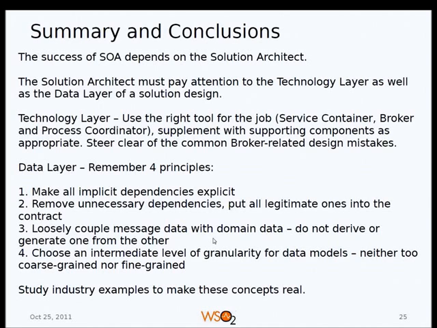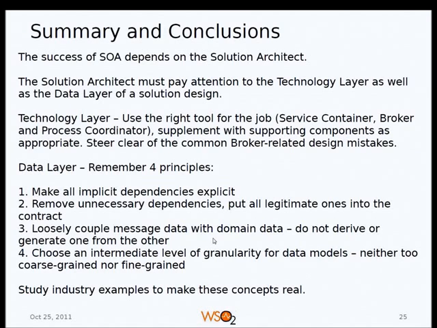Deploy services in service container. Other than deploying web services to an app server, what are the other real-life implementations? Well, rules engines are a specialized kind of service container. Then WSO2 has an interesting product called a mashup server, which you should look at. The mashup server can be used as a service container, it can be used as a broker, it can be used as a process coordinator.